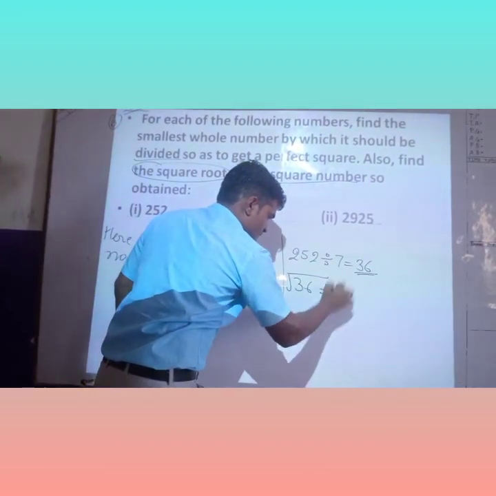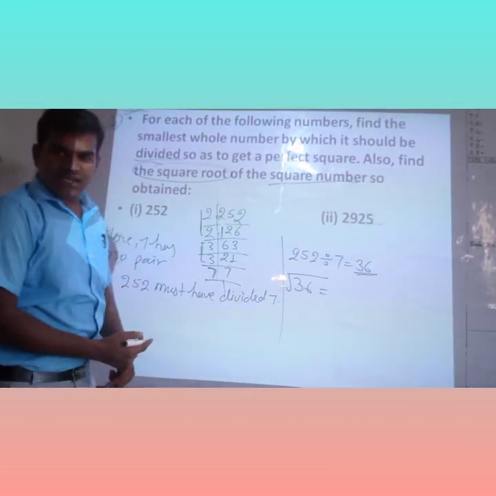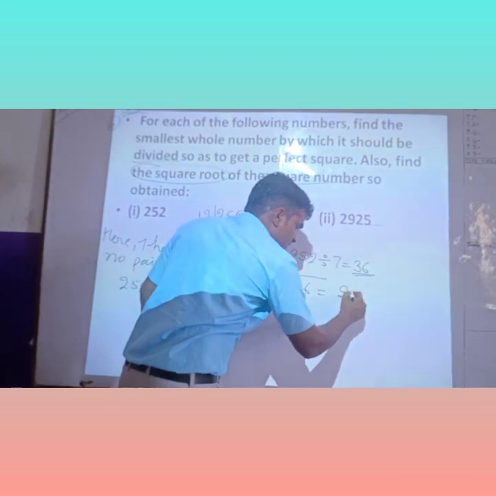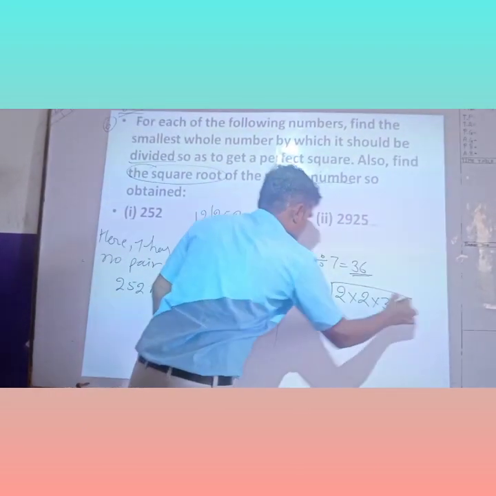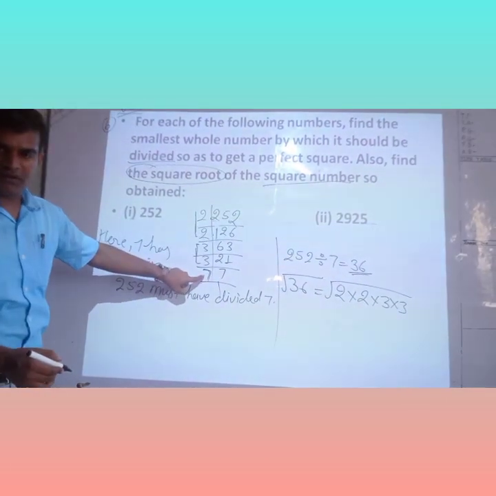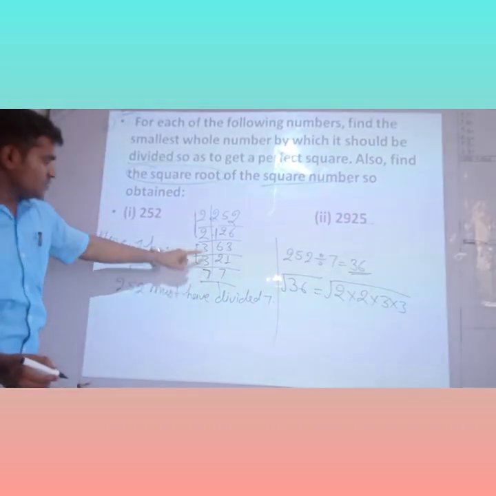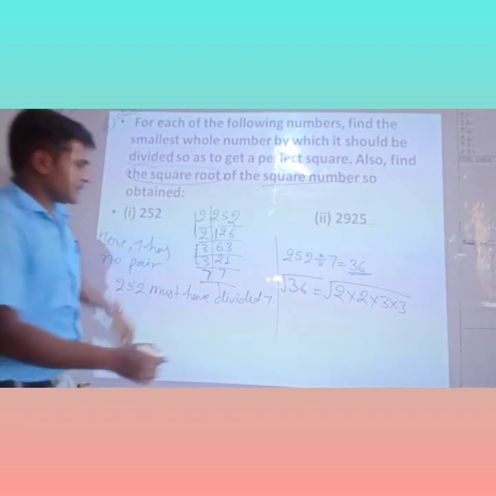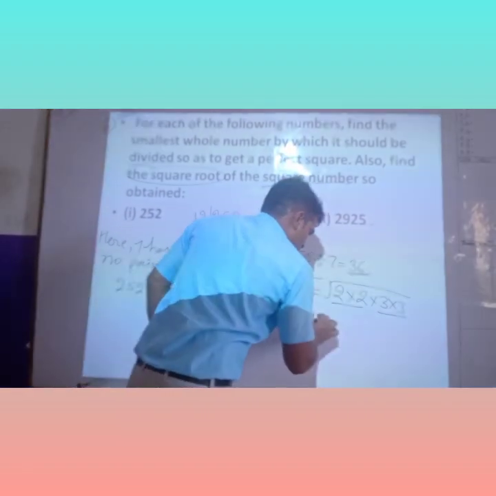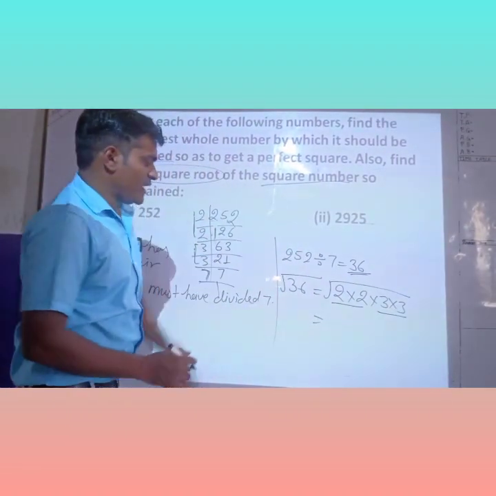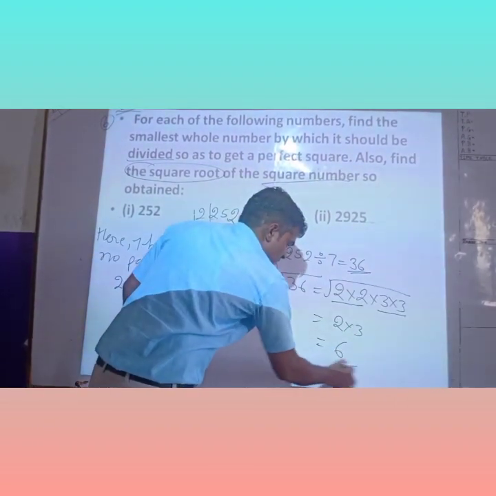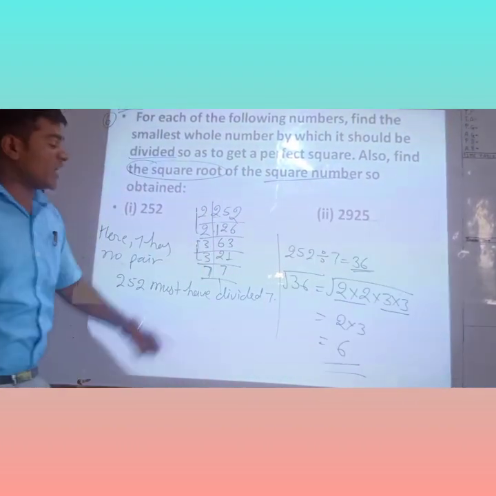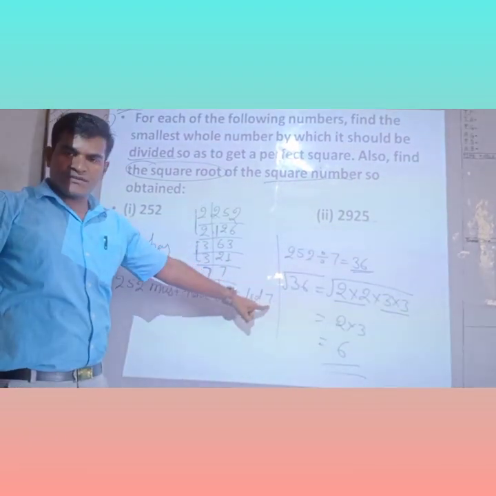Okay, so the prime factors of 36 are 2 into 2 into 3 into 3. How? Because from here the 7 is cancelled when it is divided by 7. So we have 2 into 2 into 3 into 3. So we make pairs and choose one from each pair. So 2 into 3, that is 6. 6 is the square root of the number so obtained. Is it clear?